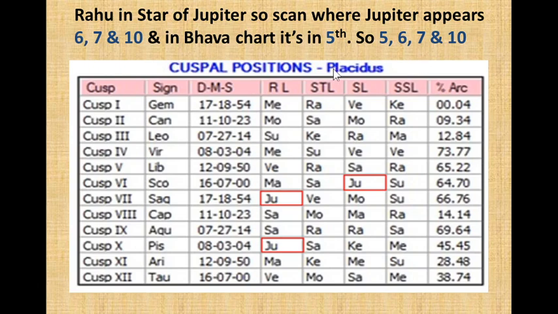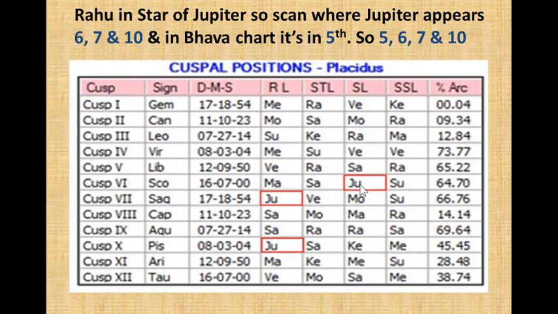Rahu is in star of Jupiter. So we have to scan where Jupiter appears. Because if a planet Venus is in sub of Rahu, that means it is also in the sub of the planets that Rahu represents. So Rahu is in the star of Jupiter, so that means Jupiter is also the sub of Venus. So we have to scan where Jupiter appears.